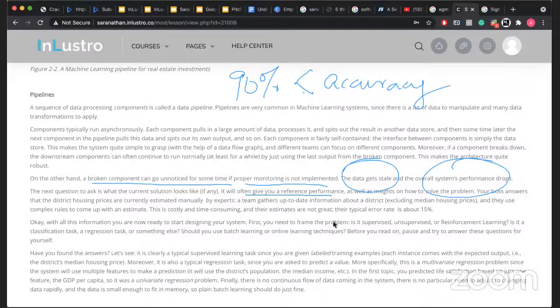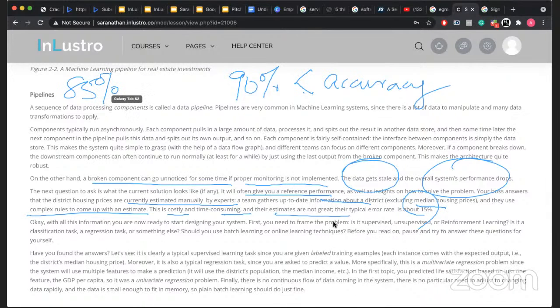So your boss answers the question that the district housing prices are currently estimated manually by experts, and a team gathers up-to-date information about a district, including a lot of parameters and excluding the median housing prices, and then they use complex rules to come up with an estimate. It's very costly and time-consuming, and the estimates are not great. Typically, the error rate is 15%. It means the accuracy is just 85% in these cases.